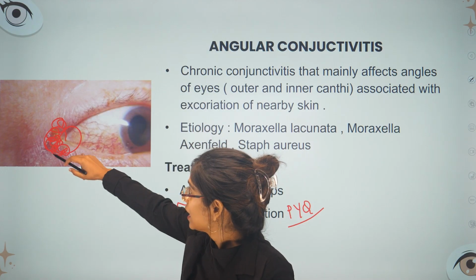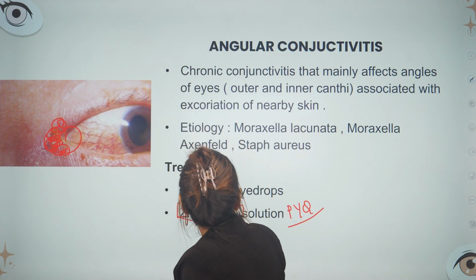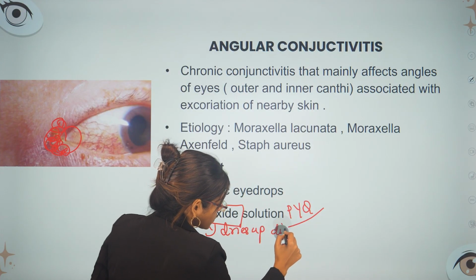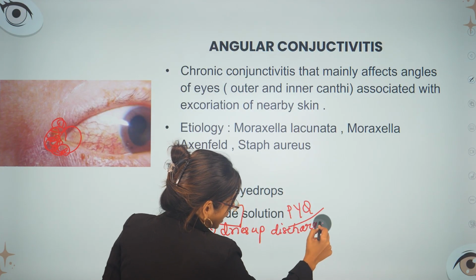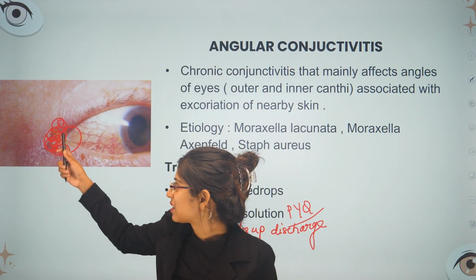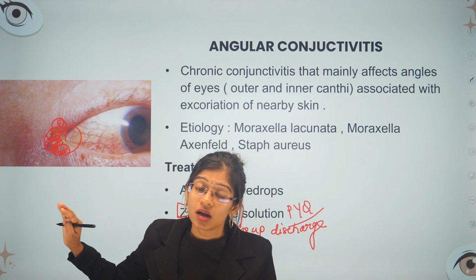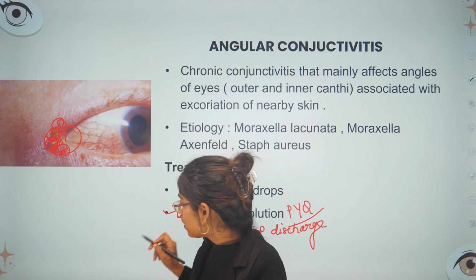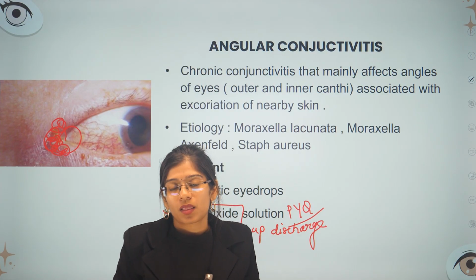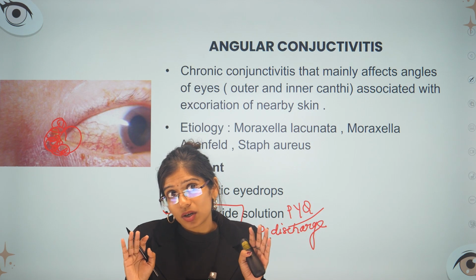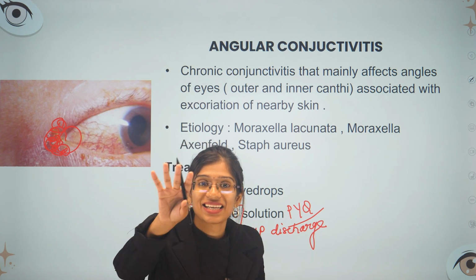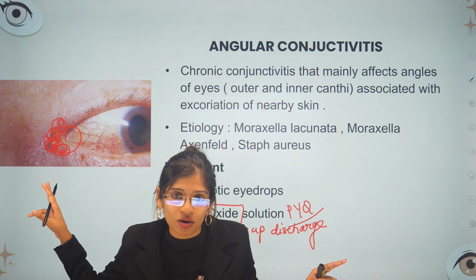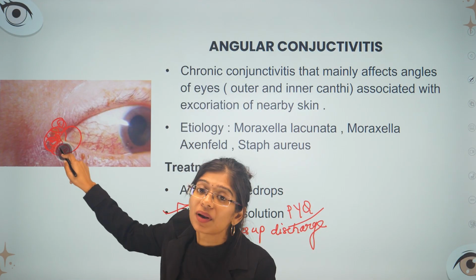this zinc oxide dries up the discharge. If the discharge is dried up, will the skin be so macerated or moist? No. So in that case, the organism cannot multiply. So this is actually helping us. It's actually not letting the bacteria grow. It dries up the discharge, keeps the skin healthy, so the bacteria cannot multiply here. Understood?